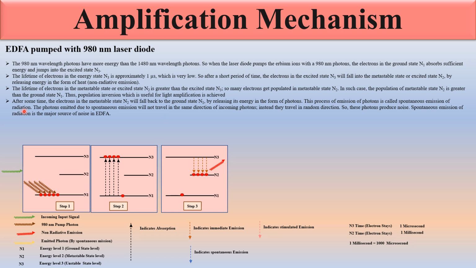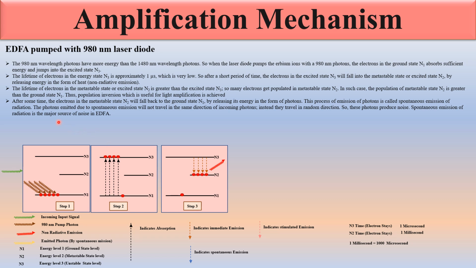After some time, the electron in the metastable state N2 will fall back to the ground state N1 by releasing its energy in the form of photons. The process of emission of photon is called the spontaneous emission. Why? Because these electrons from N2, without any effect of incoming photon signal, automatically move from N2 to N1. So that's why it's called the spontaneous emission.